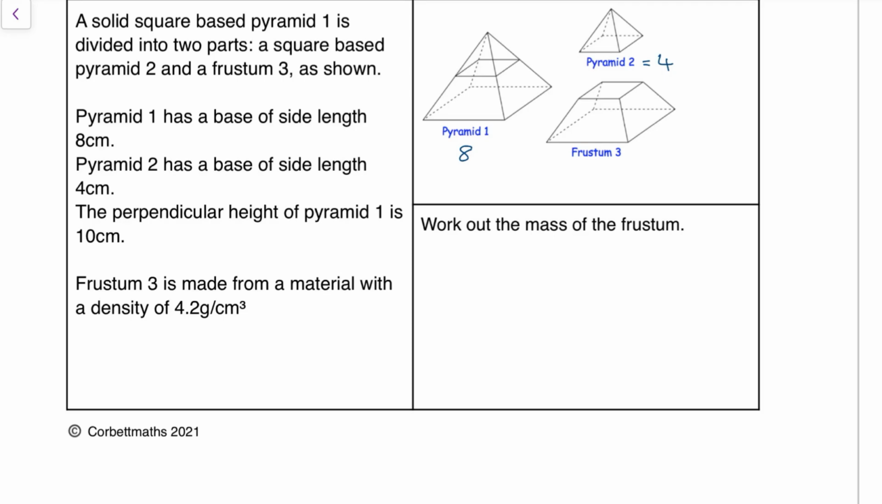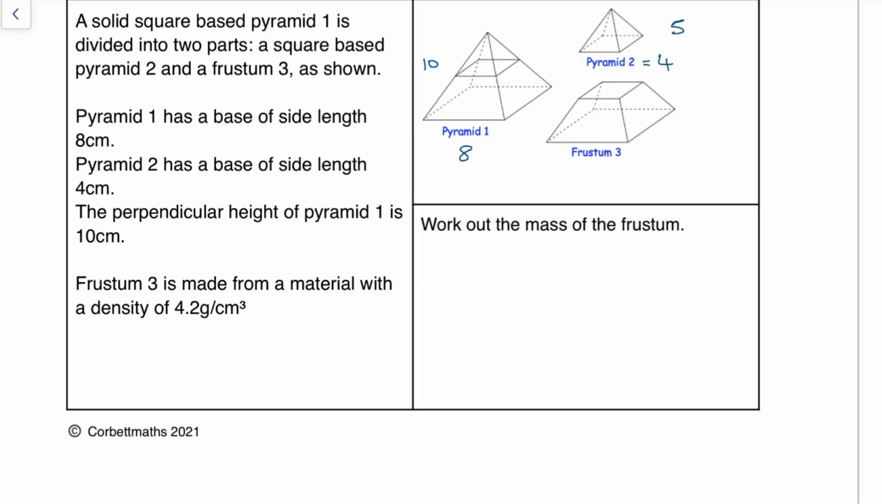The perpendicular height of pyramid 1 is 10, which means it's a scale factor question basically, isn't it? So if the base is 8 and the base is 4 over here, the height must be half of that, which means the height is 5. The perpendicular height of pyramid 1 is 10, I've done that.